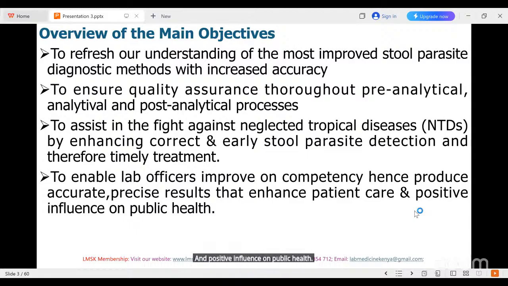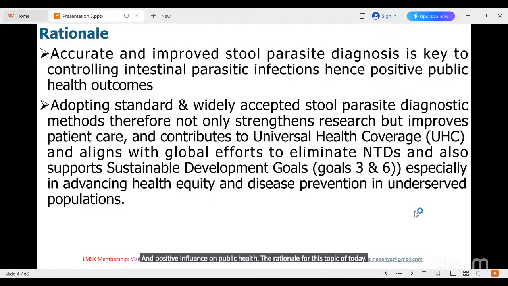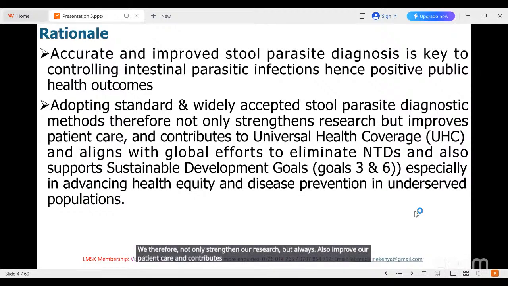The rationale for this topic today is that accurate and improved stool parasite diagnosis is always key in controlling intestinal parasitic infections and achieving positive public health outcomes. Therefore, adopting these techniques that are widely accepted as standards for stool diagnostic methods will not only strengthen our research, but also improve our patient care and contribute to universal health coverage.